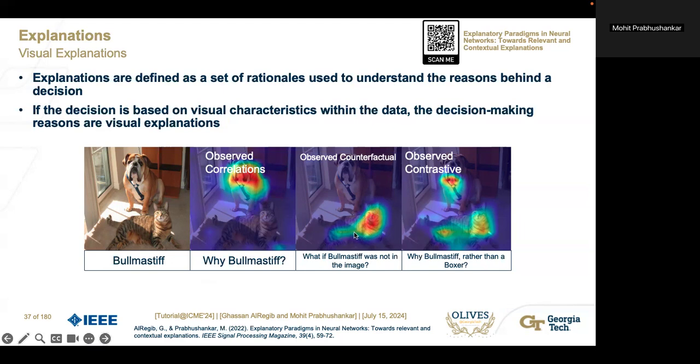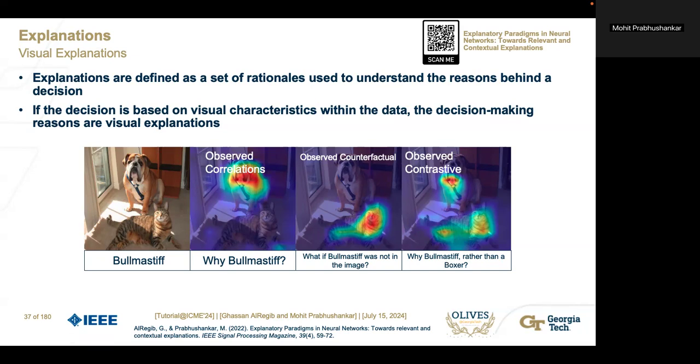It is highlighting the regions of the cat which it would have used in order to make the decision. Now, let's say you're more interested in a fine-grained question. So you have this, why bull mastiff rather than a boxer? So you know what a bull mastiff is, you know what a boxer is. Now you're trying to understand what is the difference between the two.